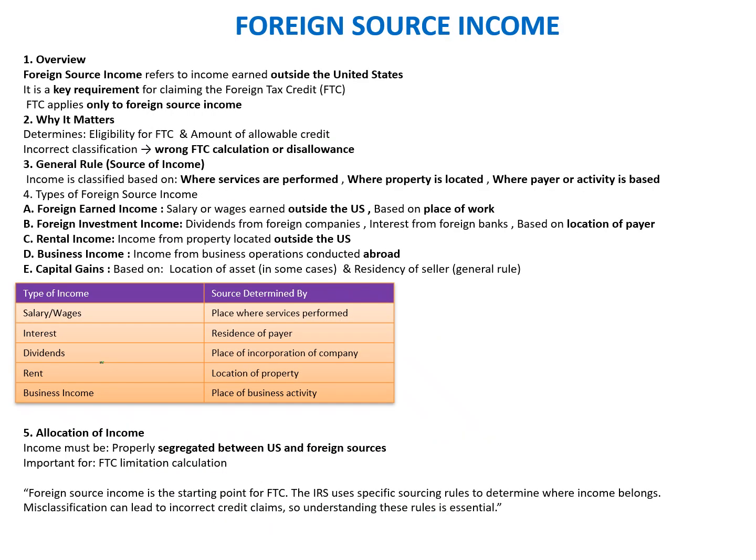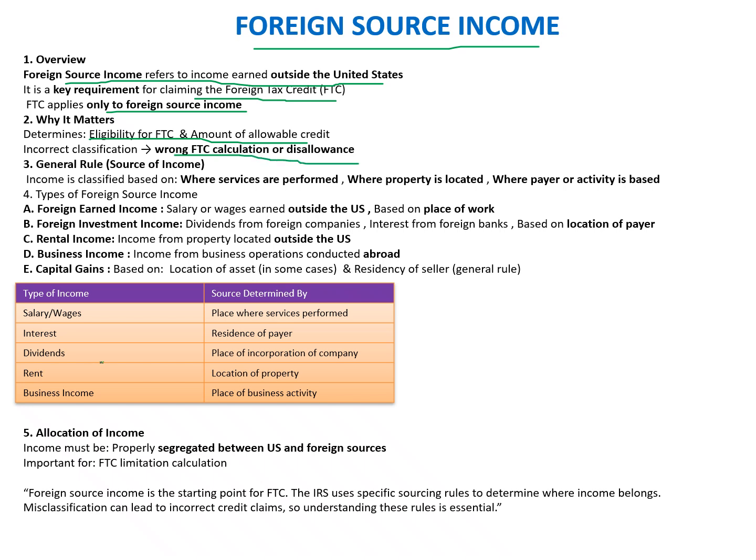Okay, so it is very important to understand the concept of foreign source income. We know that income earned in a foreign country is subject to taxes there, but let's understand the concept of foreign earned income in context of the FTC and FEIE. Foreign source income refers to income earned outside the United States. It is a key requirement for claiming the foreign tax credit, which applies only on foreign source income. Why does it matter? Because the FTC is claimed only if somebody is paying taxes on income in a foreign country. Incorrect classification means wrong FTC calculation and disallowances.